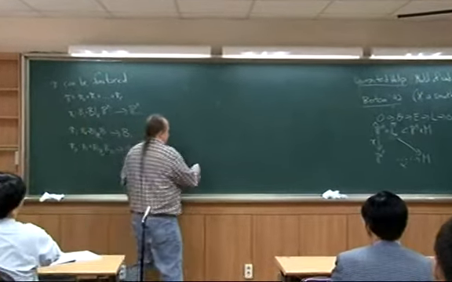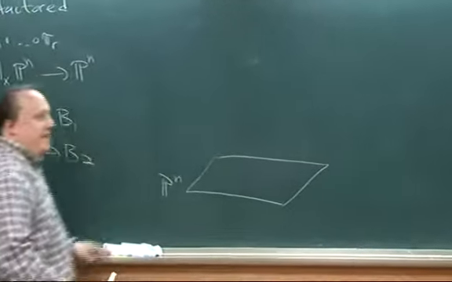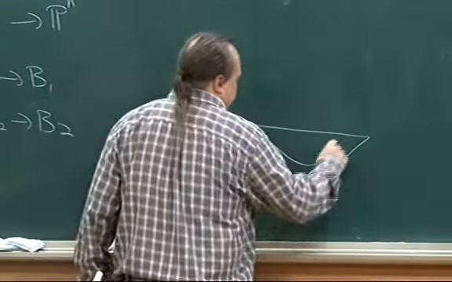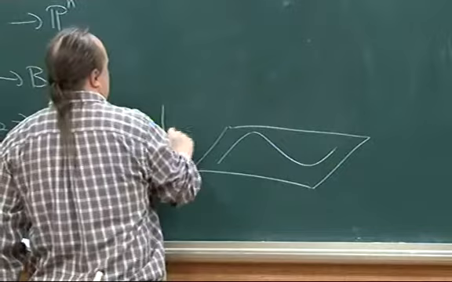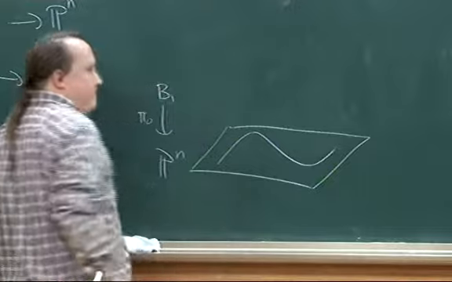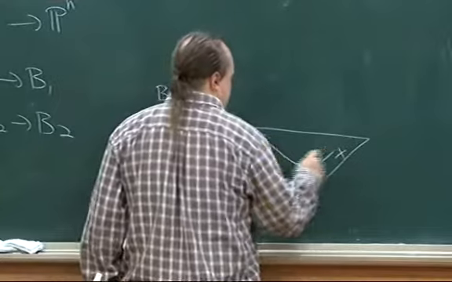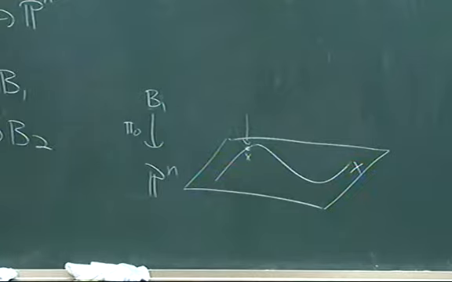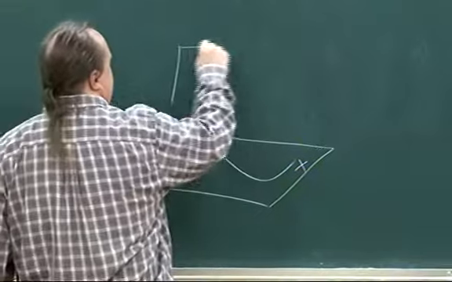But let's take a look at what's happening. We have Pn. We have our x in Pn. We're going to blow up Pn along x. This is our pi 0 to B1. X. And we look at a fiber over a point x. So the fiber here over a point x is a projective space.